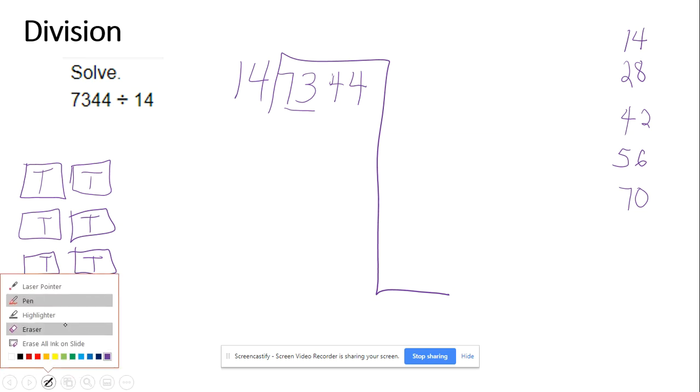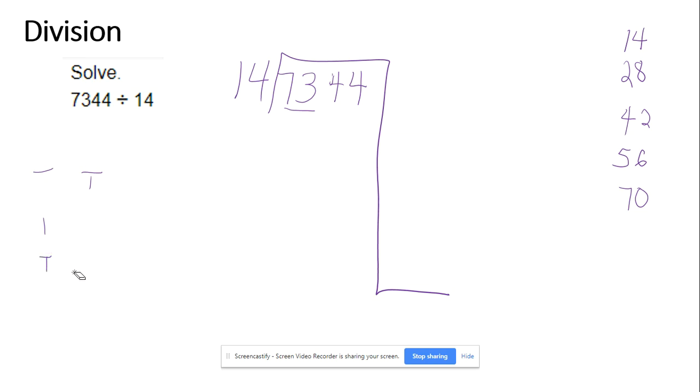Let me get rid of this just so we can see a little better. Now we're looking at 7,300. Okay, so I know I'm going to be multiplying by hundreds here. Looking at my list, I see that 70 is super close to 73. If I added 14 more to that, it would be way more than 73, since 73 is only 3 away from 70. So I'm going to look at my multiples.